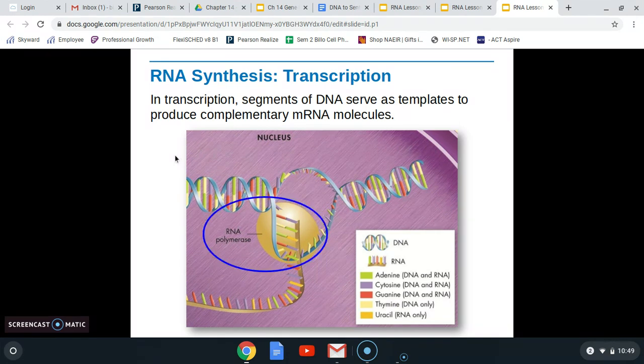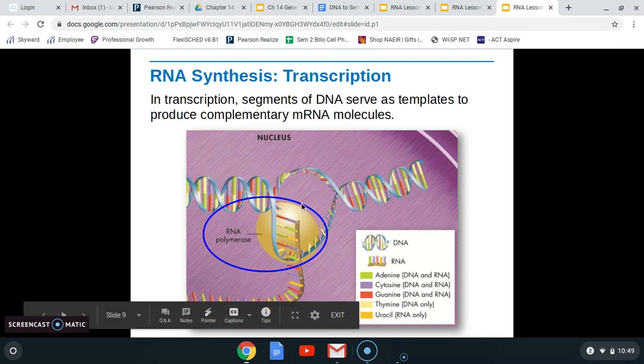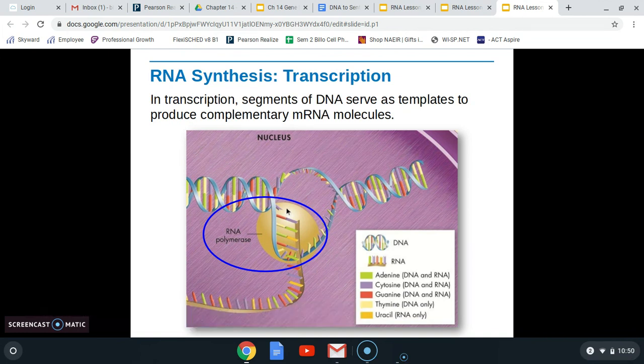So if you take a look here, there's an enzyme involved. That enzyme is called RNA polymerase. And what it does, you can see one of the parts right here is that it unzips the DNA. But the other part is that it adds complementary base pairs, but it's going to add RNA nucleotides.